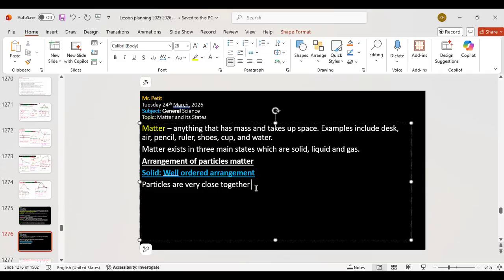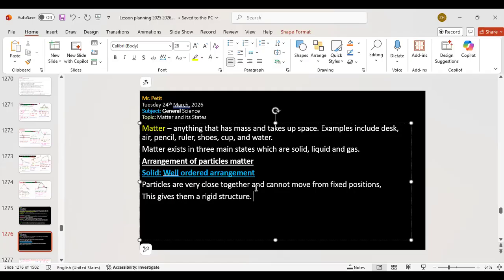Jai, where's Jai? Mr. Petit. Yes. Go ahead and read the sentence I have here. The one that's right under solids. Particles are very close together and cannot move from fixed position. This gives them a rigid structure.